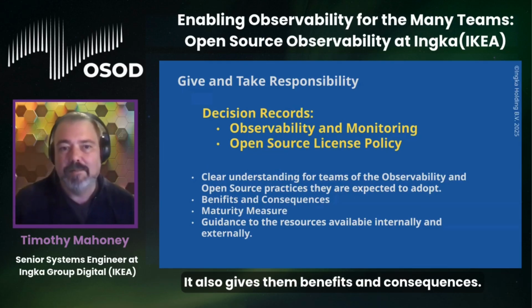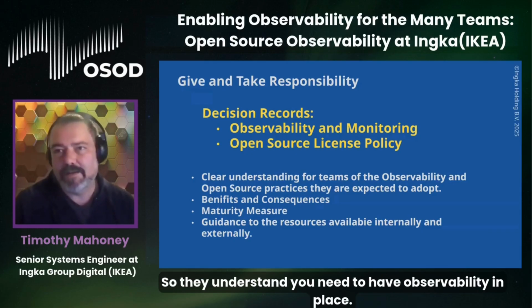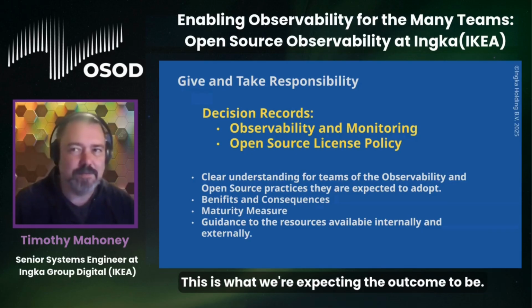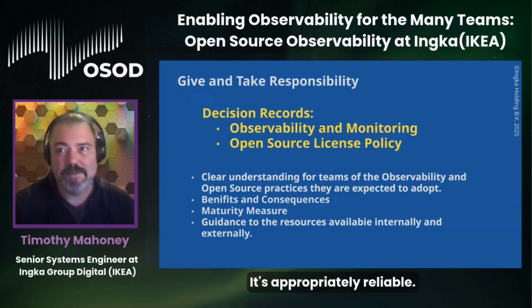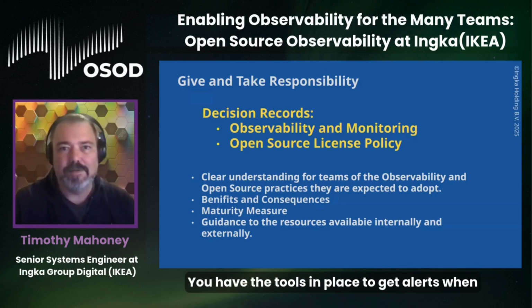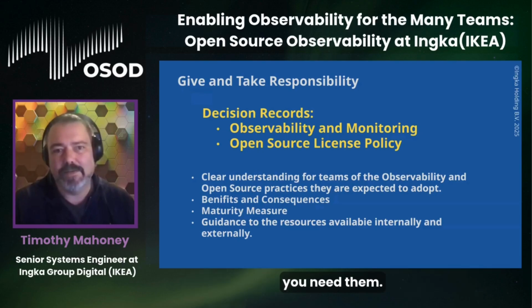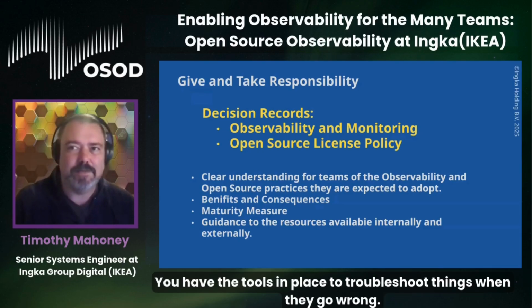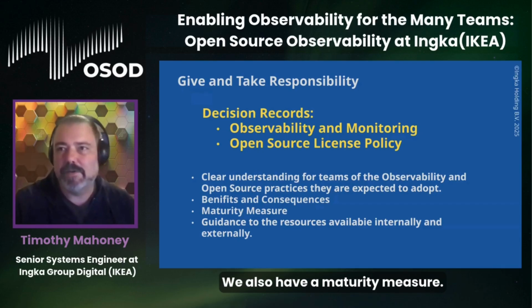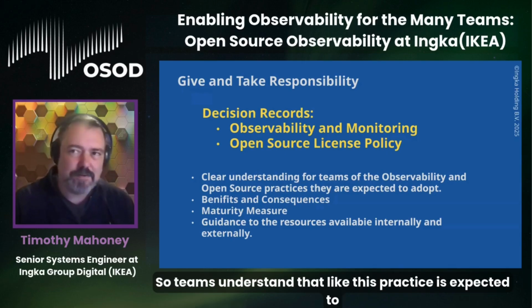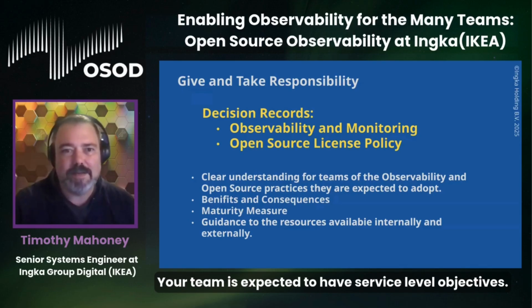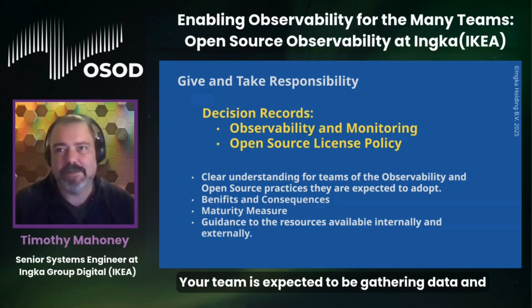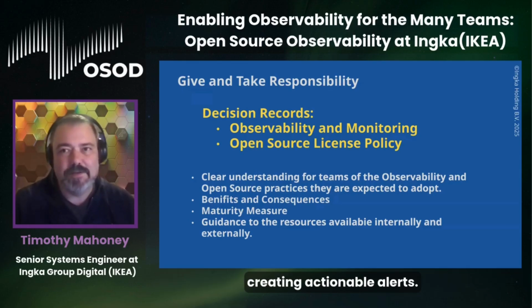It also gives them benefits and consequences, so they understand that you need to have observability in place. This is what we're expecting the outcome to be. It's supposed to be that you have a more available system. It's appropriately reliable. You have the tools in place to get alerts when you need them. You have the tools in place to troubleshoot things when they go wrong. We also have a maturity measure, so teams understand that this practice is expected to have this level of maturity. Your team is expected to have service level objectives. Your team is expected to be gathering data and creating actionable alerts.